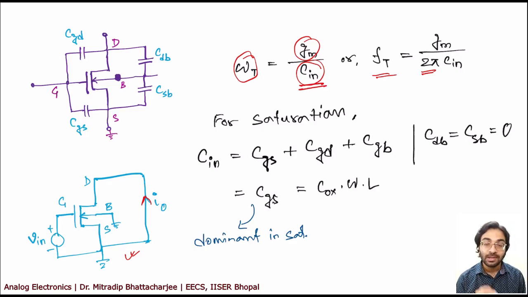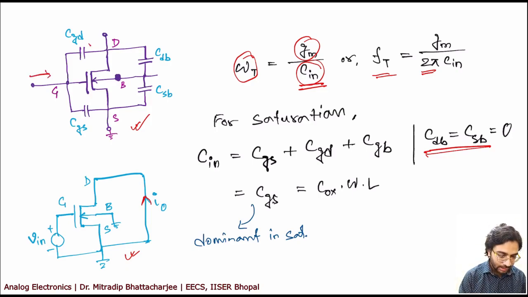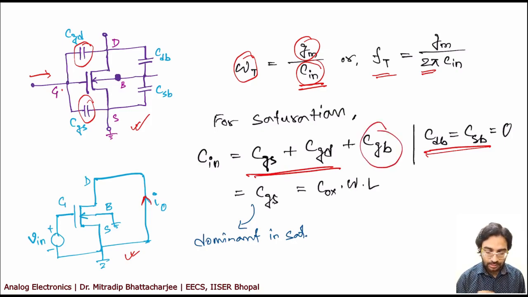So what matters here is the capacitance. So this capacitance value is very important for the bandwidth, right? So if you look at this circuit and if you see here, if this output side is shorted, we can say that CDB and CSB is equal to 0. We can get rid of these capacitances, right? However, in the input side, you will find that CGD, CGS, they are in parallel, and you also have CGB, right?